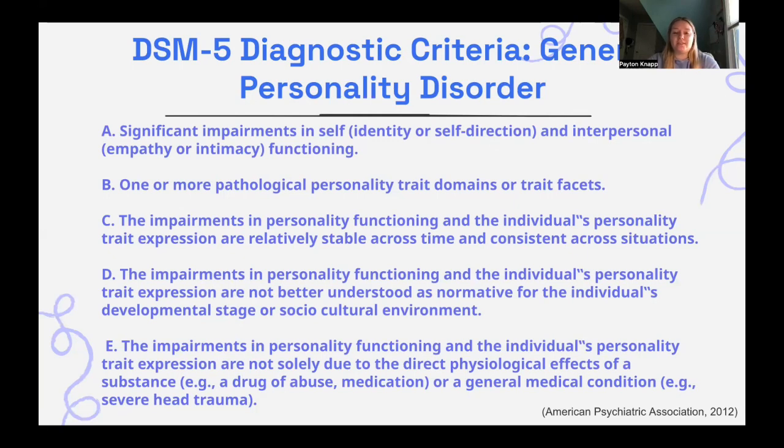One or more pathological personality trait domains or trait facets. The impairments in personality functioning and the individual's personality trait expression are relatively stable across time and consistent across situations. The impairments are not better understood as normative for the individual's developmental stage or sociocultural environment. And E, the impairments are not solely due to the direct physiological effects of a substance such as drug abuse or medication or a general medical condition like severe head trauma.